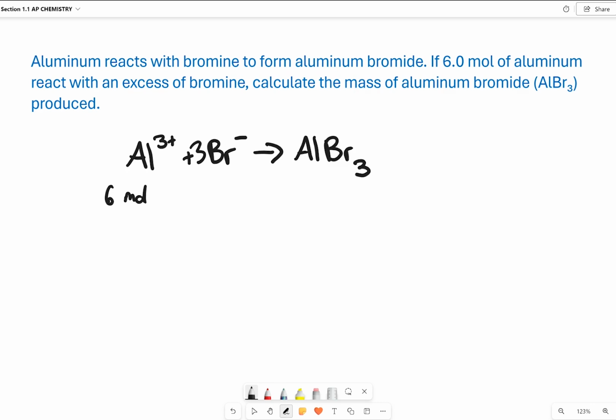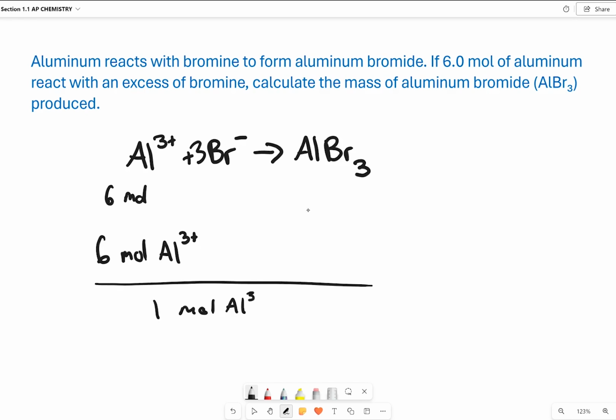Well, let's think about this ratio. Let's start with this. We have 6 moles of aluminum, and for every 1 mole of aluminum, we are going to have 1 mole of aluminum bromide.